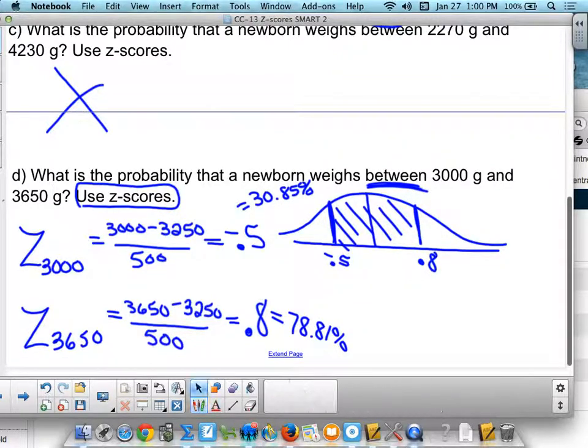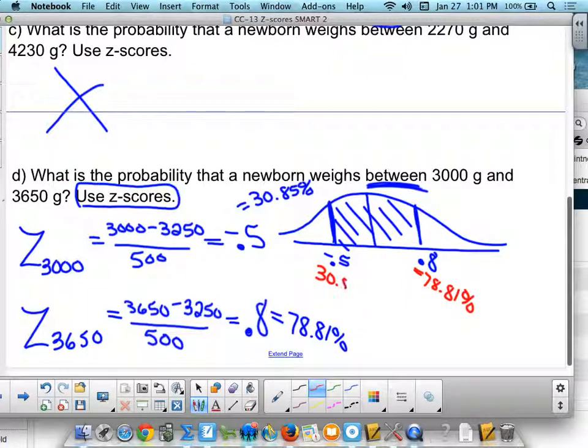So here's what happens. This is 78.81. This is 30.85. Now that's to the left of this line. You don't want left, you want in between. So what percent falls in here? How are you going to get it? Take your highest percent. Everything to the left of that line is 78.81. Now subtract off this piece. So it's that minus that, right? Subtract and you get your answer.